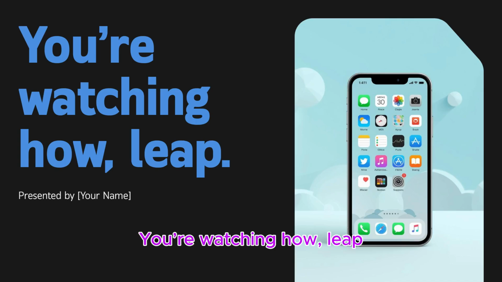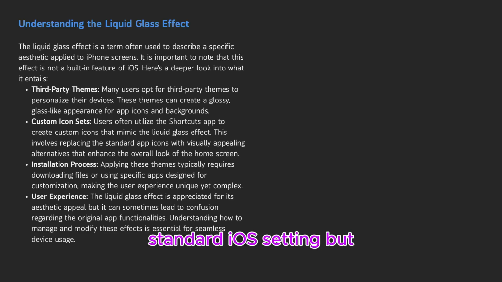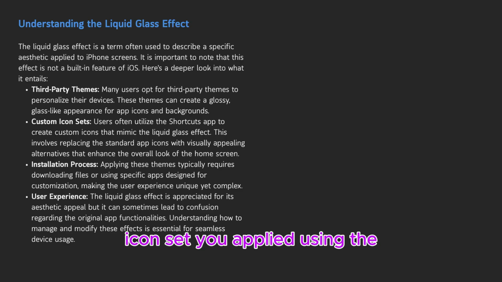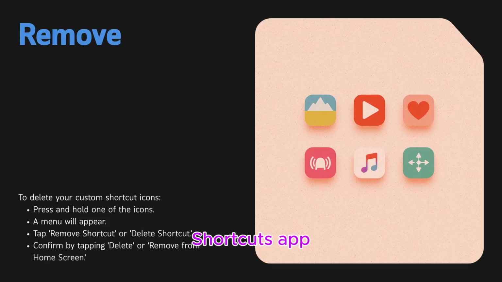You're watching How Leap. Let's turn off the liquid glass effect on your iPhone. The liquid glass effect is not a standard iOS setting but typically refers to a third-party theme or a custom icon set you applied using the Shortcuts app. To remove it, you need to delete the custom shortcut icons from your home screen.